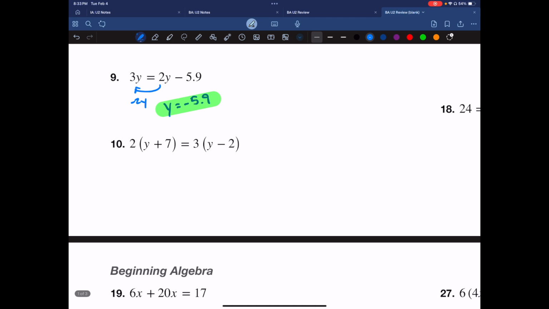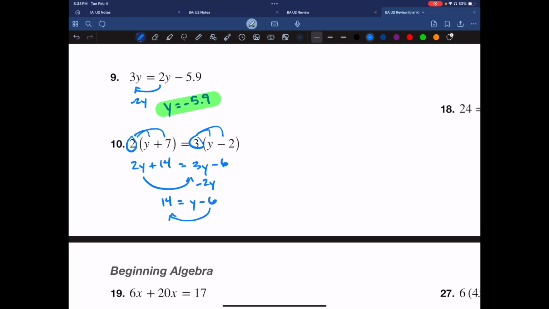All right. Now, when you see a number outside of parentheses like this, you just distribute, giving that number out front to everything inside. I'm going to take the 2, give it to everything here. So it's going to be 2y plus 14. 3 goes to everything, so that's going to be 3y minus 6. Okay, I'm going to try to keep my y's positive, so I'm going to move the 2y here. So it's minus 2y. It's going to leave me with 14 equals y minus 6.